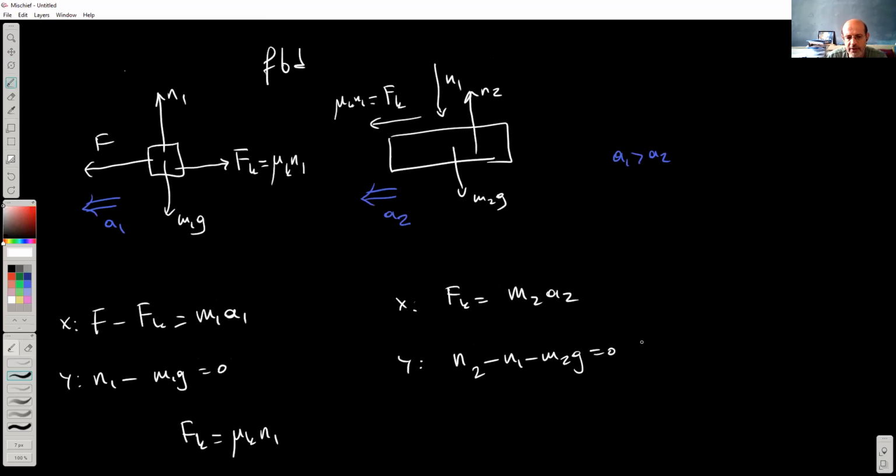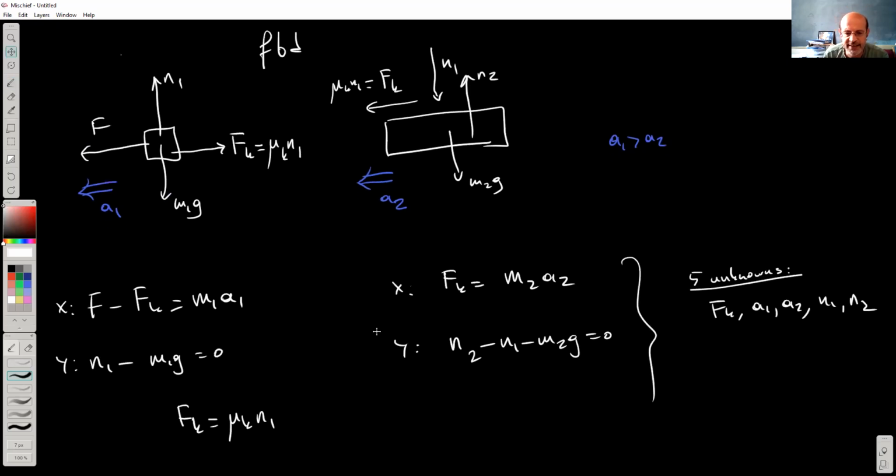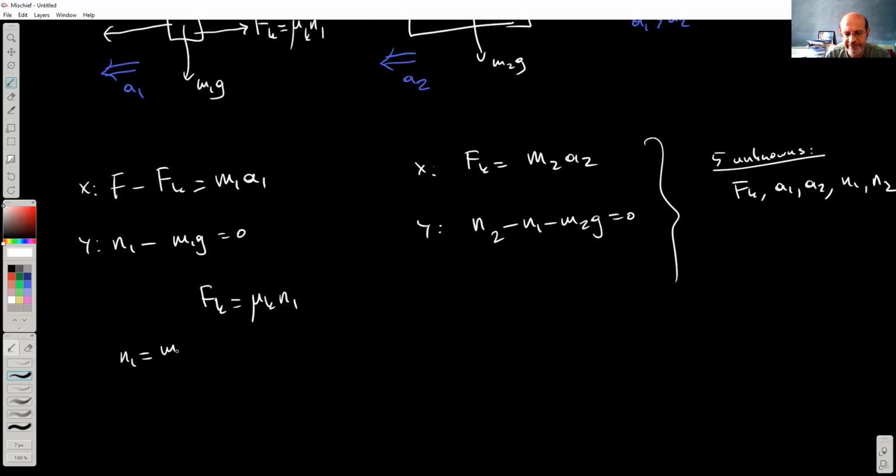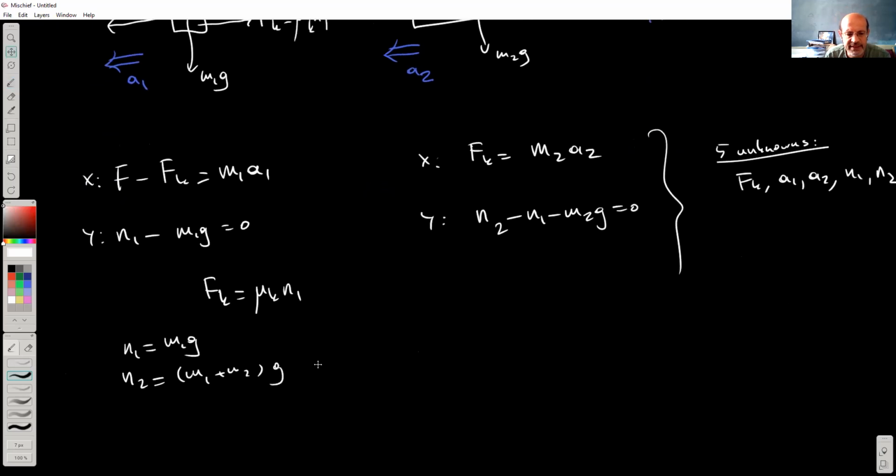So as a result, there are 5 equations, and therefore there have to be 5 unknowns: Fk, a1, a2, n1, n2. If you don't include this one, you just insert it in here, then there are 4 equations with 4 unknowns, but I would like to state it like this. So n1 and n2 are the same.